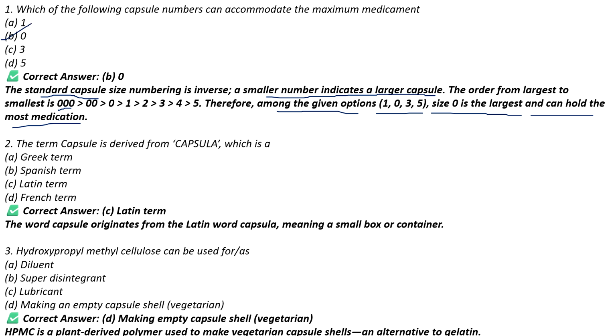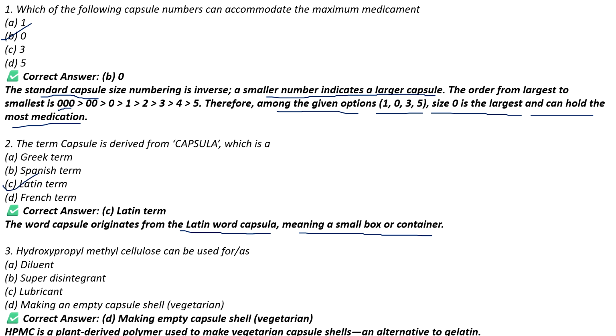Moving on to the next question. The term capsule is derived from capsula, which is a: Greek term, Spanish term, Latin term or French term. The word capsule originates from the Latin word capsula, which means a small box or a container. So option C, Latin term, is the correct answer.